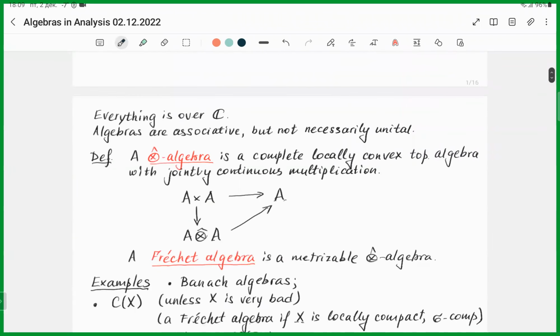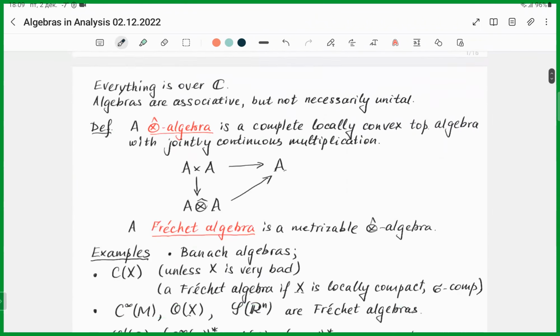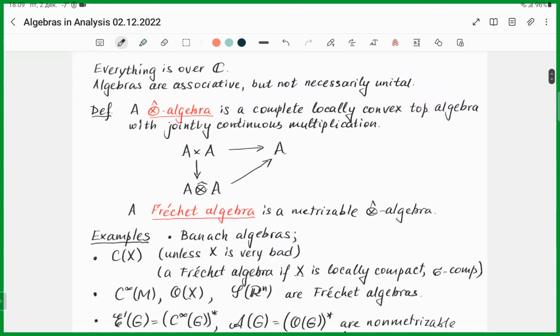Please forgive me my handwritten notes. So first of all, a little convention. Everything will be over the complex numbers. So all vector spaces and all algebras will be over the complex numbers. Algebras are assumed to be associative, but not necessarily unital.